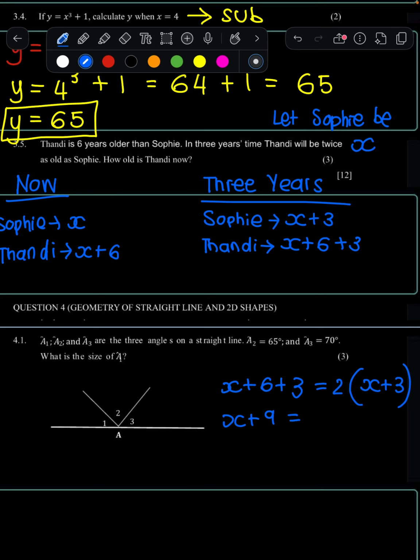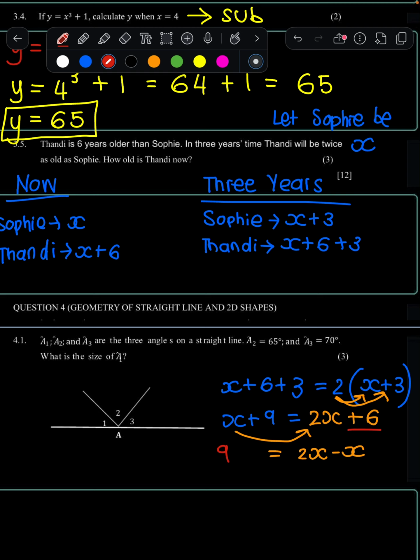On the other side, we can multiply this bracket out. So 2 times X is 2X. 2 times 3 is 6. And then we can solve this a bit. So let's get all the X's on one side. So let's take that X across there. So it's going to be 2X minus X. And on this other side, we're going to have 9.